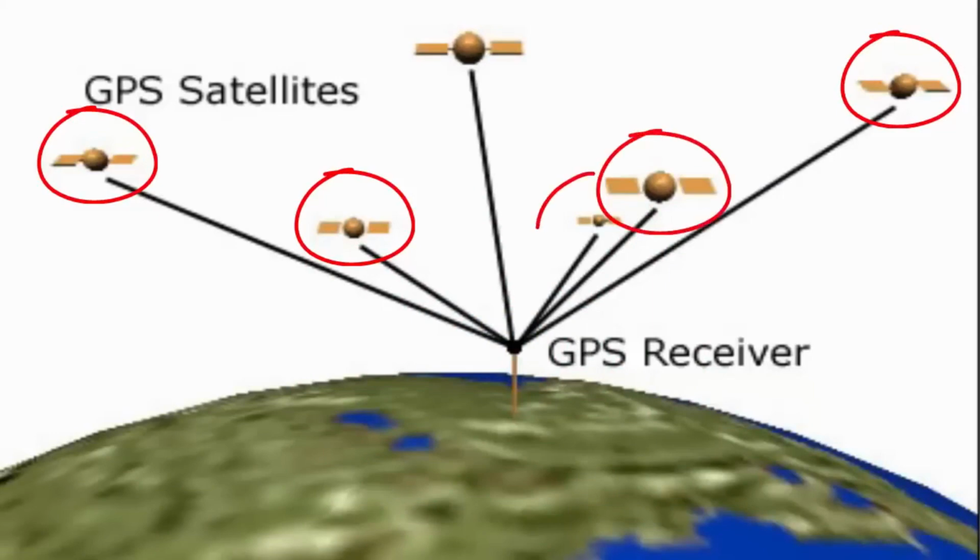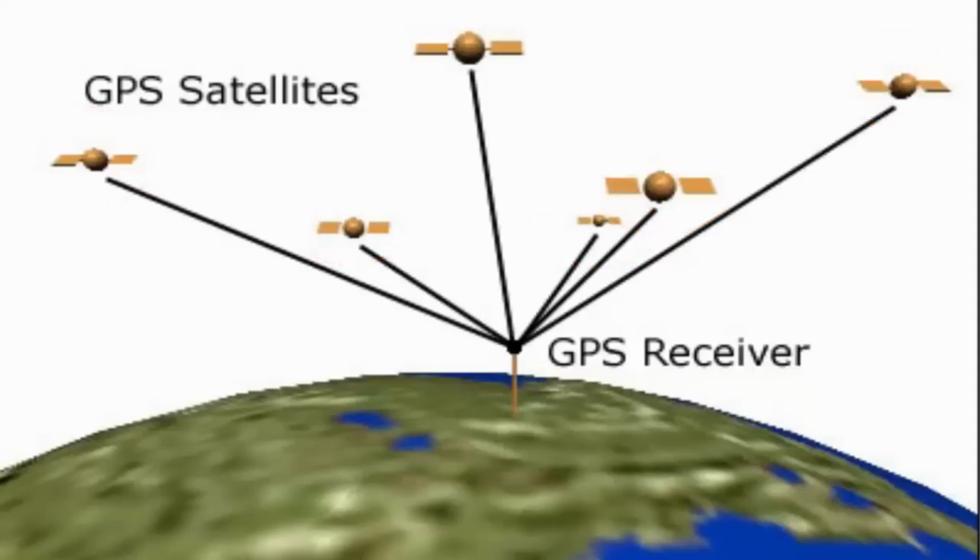With 4 or more satellites in view, the receiver can determine the user's 3-dimensional position, which includes latitude, longitude, and altitude. We will discuss navigational stations, GPS navigation, and pilotage in a later lesson.